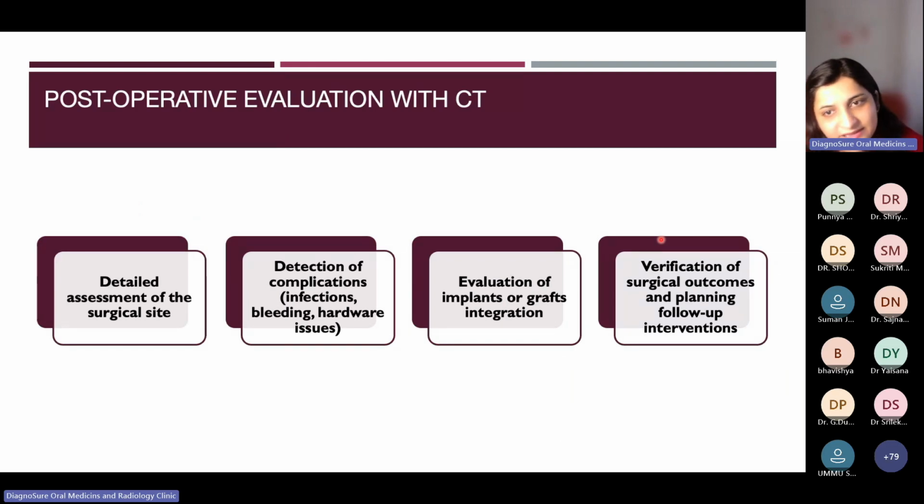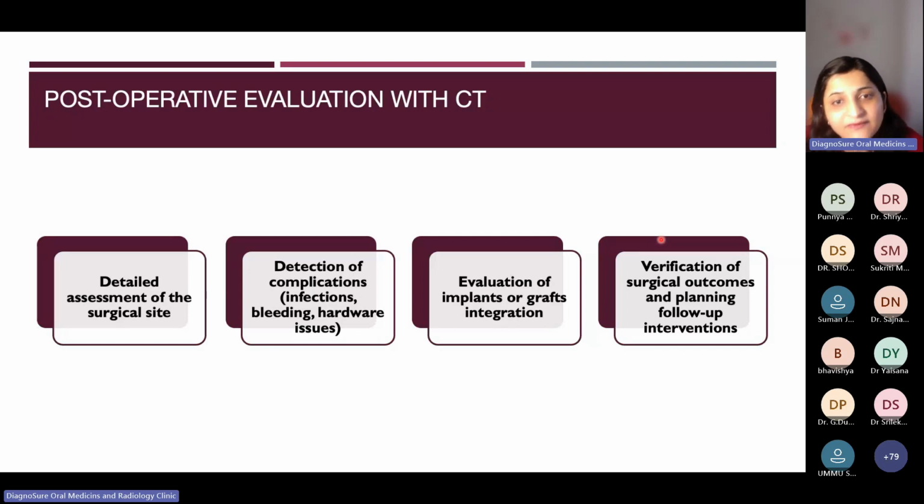Post-operative evaluation with CT. CT is crucial for post-operative evaluation as it provides detailed insight into the surgical site, enabling precise assessment. It helps in detecting complications. If there are any post-operative complications such as infection, bleeding, or hardware issues, or integration of implants or grafts, whether they are properly integrated or not, we can determine with CT. If there is any secondary complication after the graft placement, if there is infection, CT can help us find out.